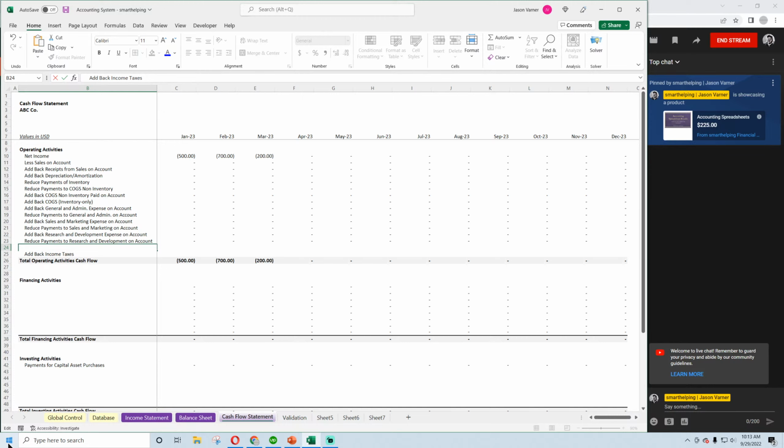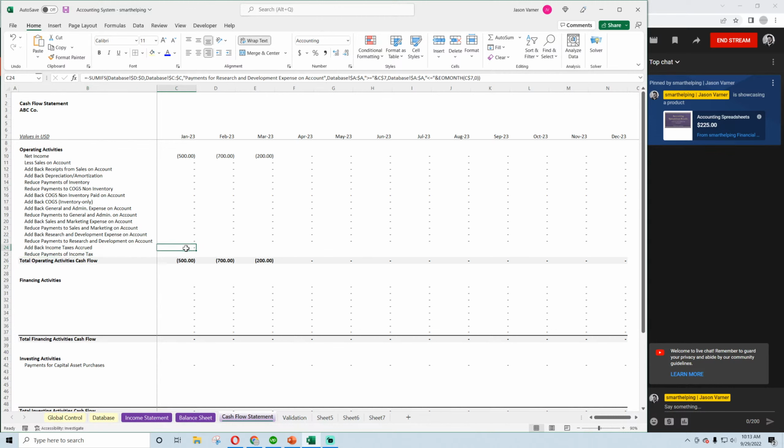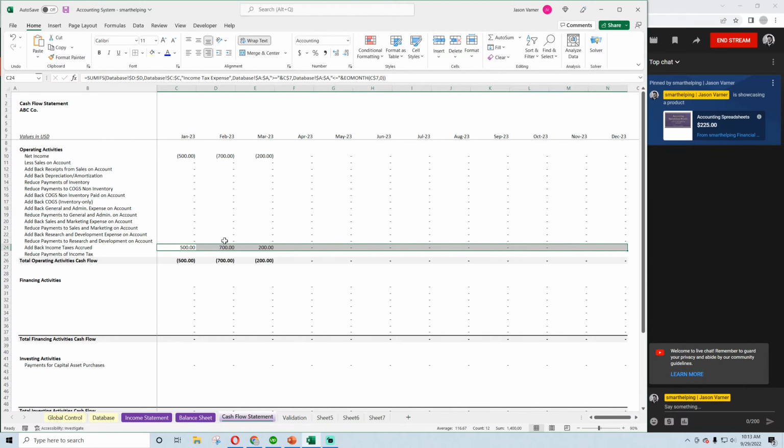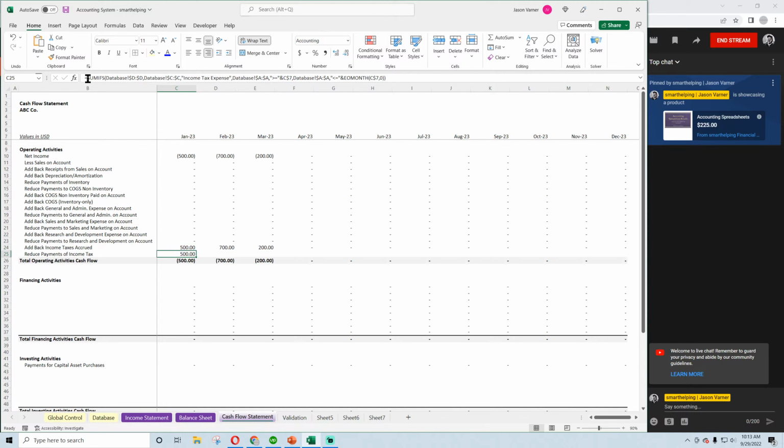Add back income taxes accrued. Reduce payments. Okay, so we go there. And so add back income taxes accrued is just anything that says income tax expense. That'd be a positive because we're accruing the expense, but we're not actually paying it out yet. And then we reduce when it's paid. Payment of income tax.